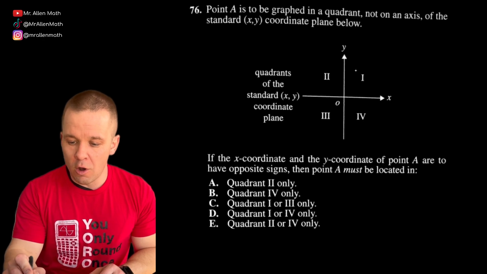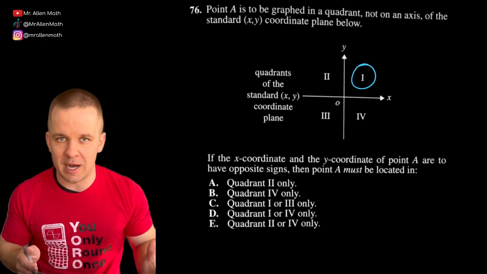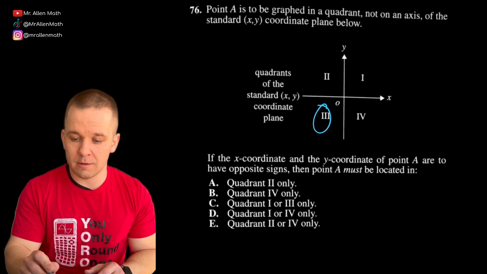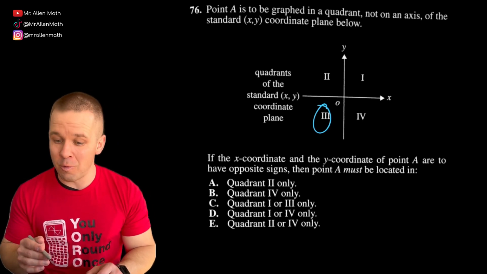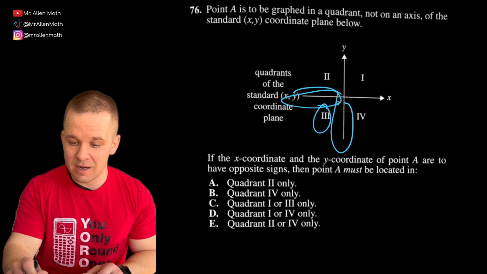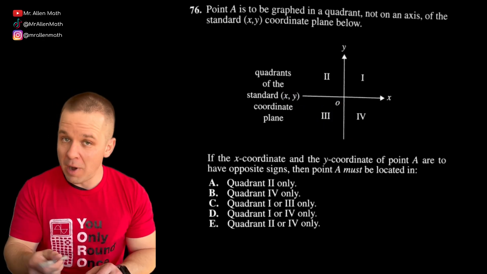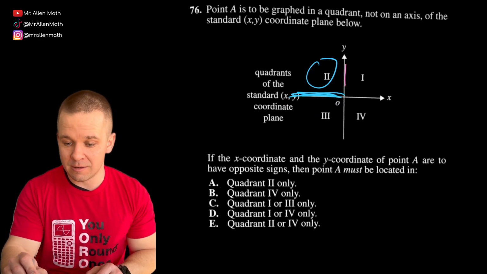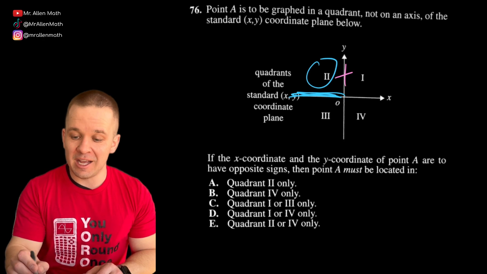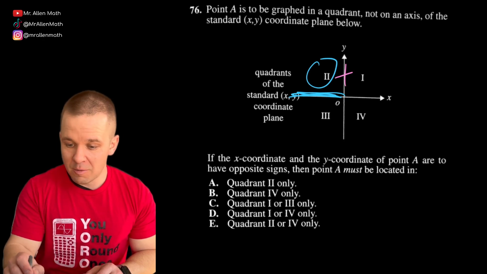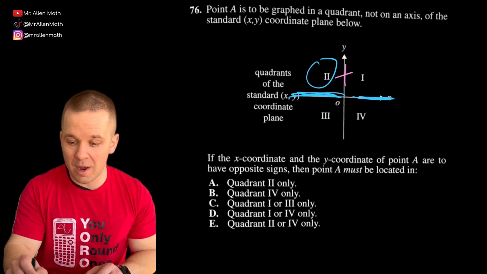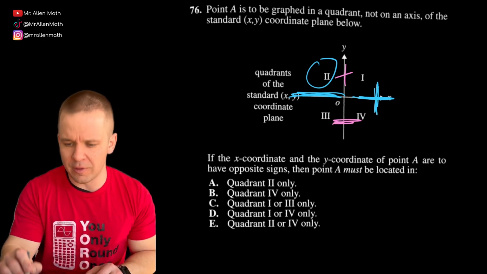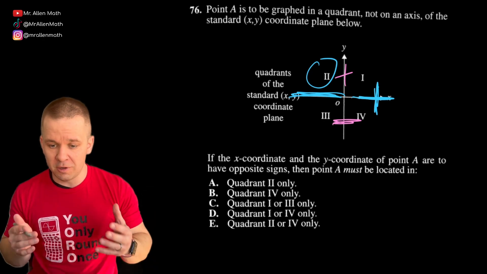Well, let's see here. In quadrant 1, everything is positive, so they're going to have the same signs. In quadrant 3, the x's are negative and the y's are negative, because it's negative x's over here, negative y's down here. But in the second quadrant, my x's are negative while my y's are positive. And in quadrant 4, my x's are positive over here while my y's are negative down here. So it looks like it's 2 and 4.